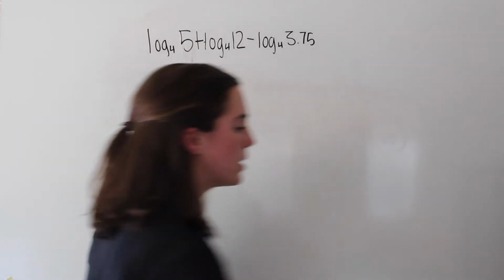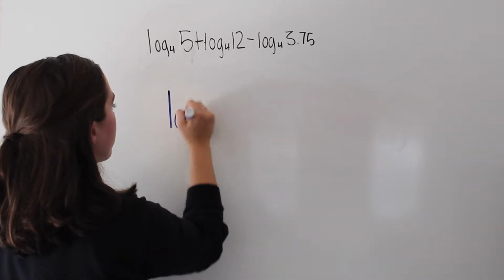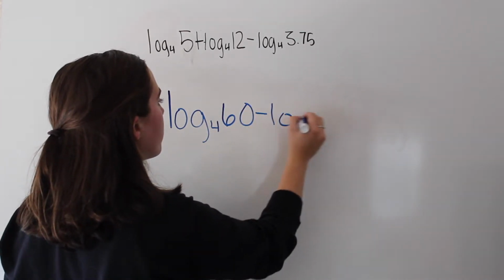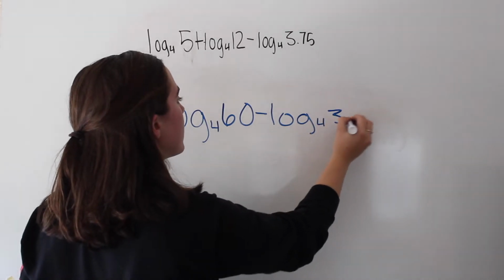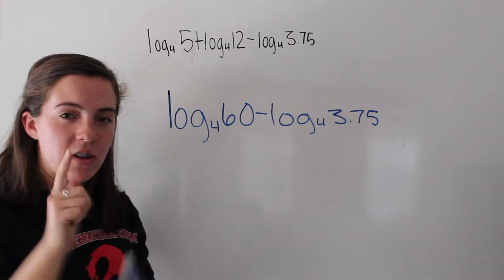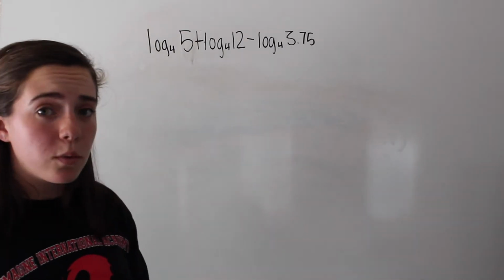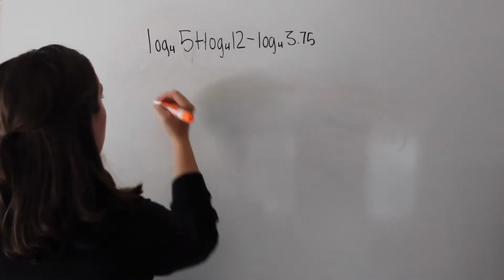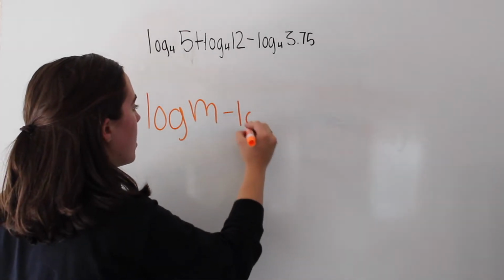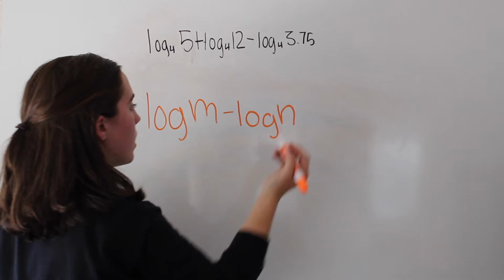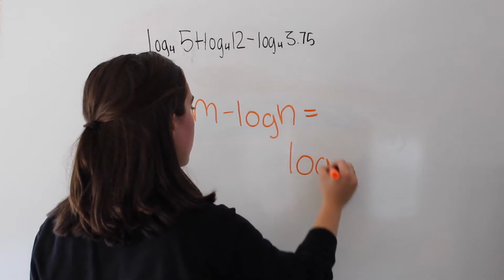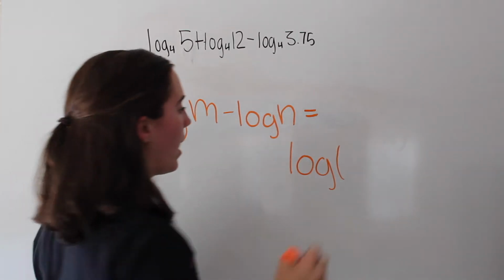So now what we're looking at is log base 4 of 60 minus log base 4 of 3.75. And guess what? We have another rule for subtraction. Alright, so our rule for subtraction is log of m minus log of n is equal to log of m divided by n.